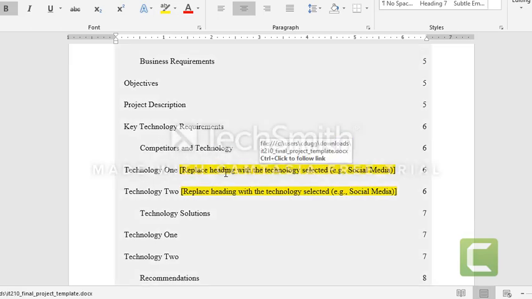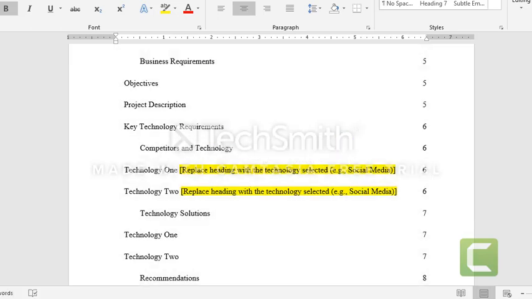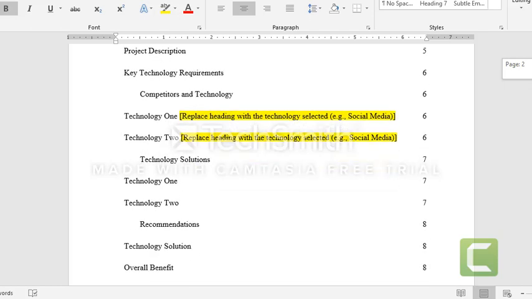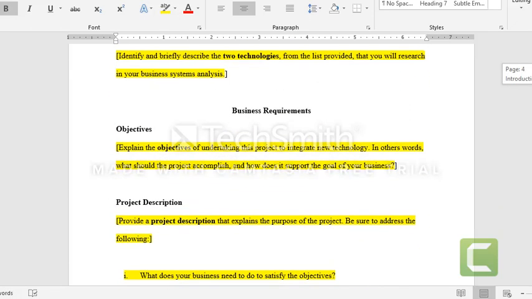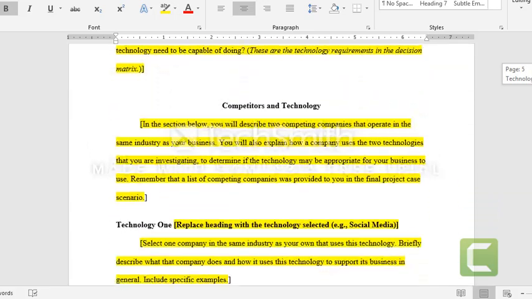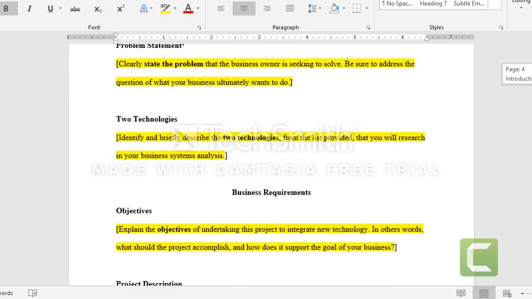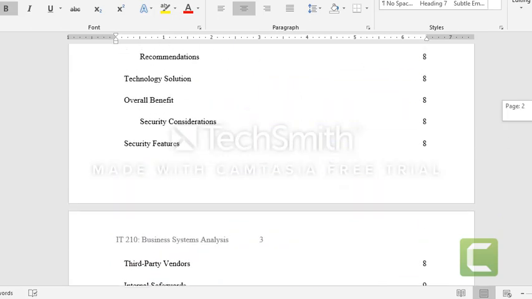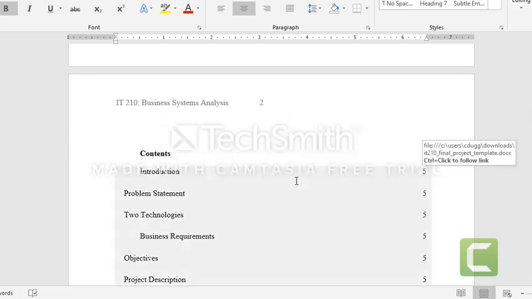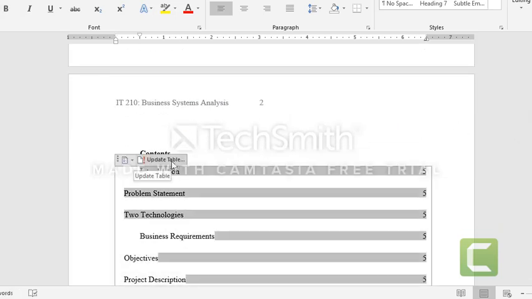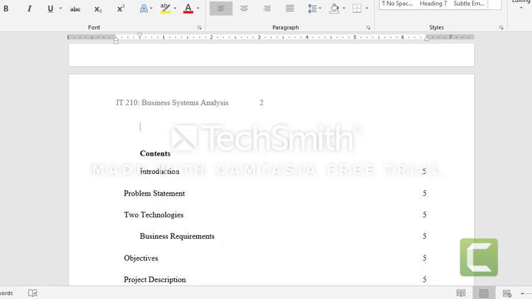And here's a table of contents. It's going to say replace the heading with the technology selected from that project scenario. You don't actually replace it in the table of contents. You replace it down here in your technology choice a little bit further up. And then once you've replaced it in the heading where it says replace it, you actually come back up to this table of contents here, click it, and click Update Table. You can't edit in the table of contents itself.